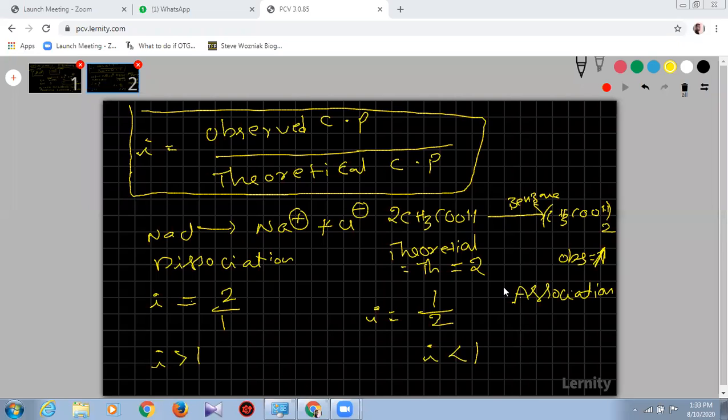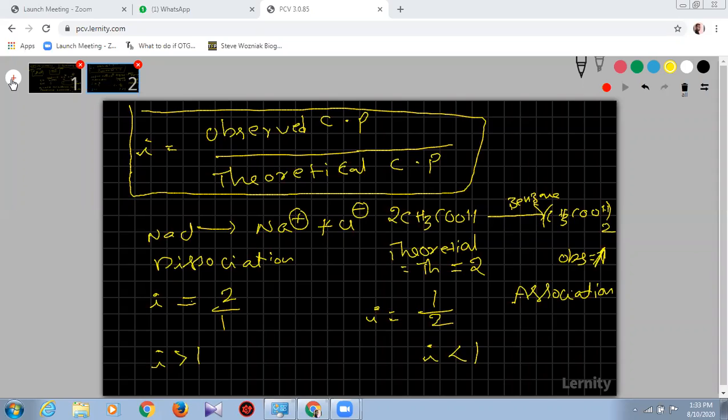Someone asking, what if the solution partially dissociates? Yes, very good question. We will discuss the partially dissociated case, not 100%. Not only strong electrolytes, we will discuss the weak electrolytes also. And then the next slide.